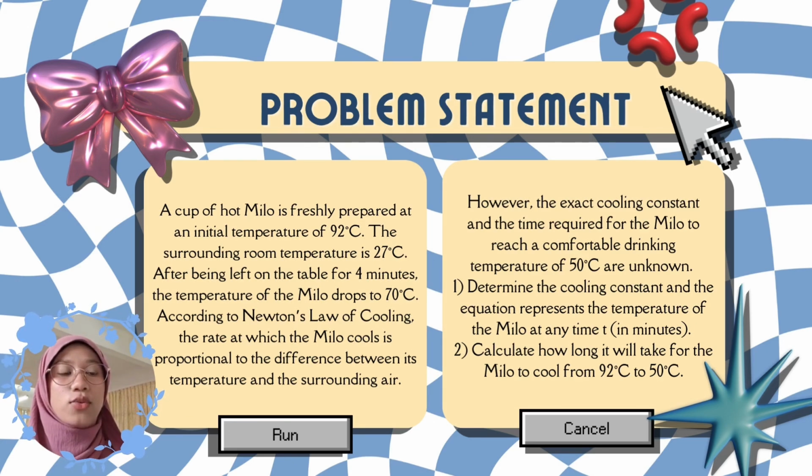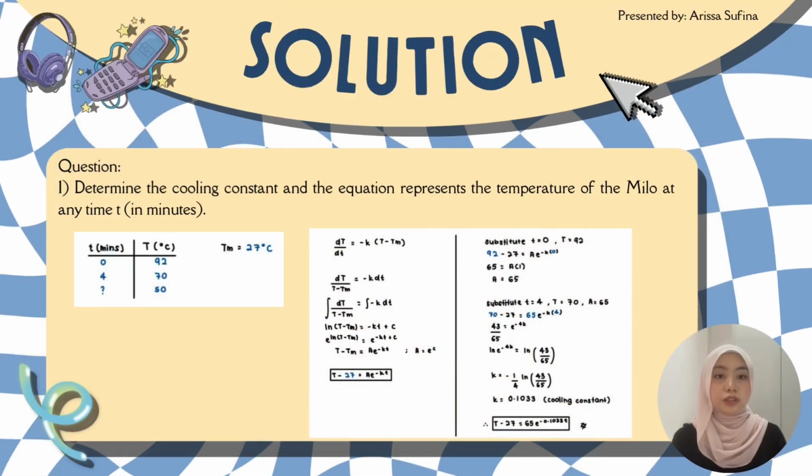First, determine the cooling constant and the equation representing the temperature of the Milo at any time. Second, calculate how long it will take for the Milo to cool from 92 Celsius to 50 Celsius. I'll be explaining the solution to the problem.